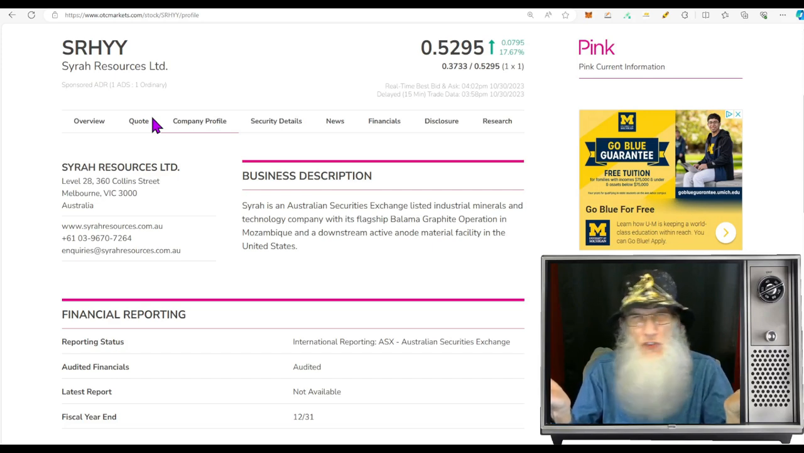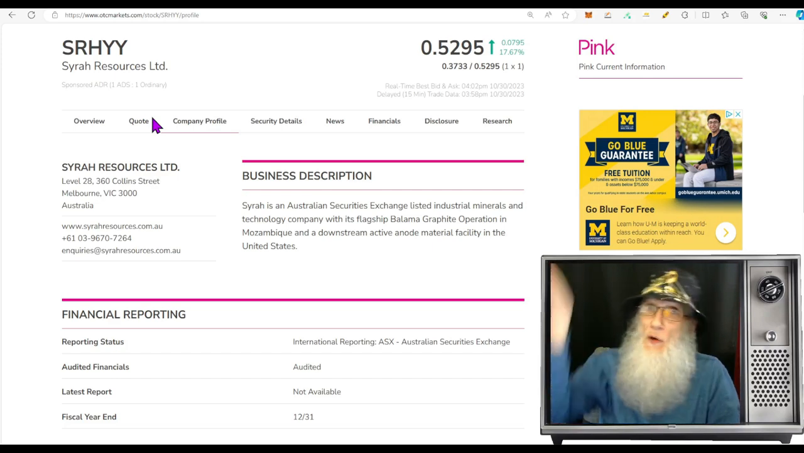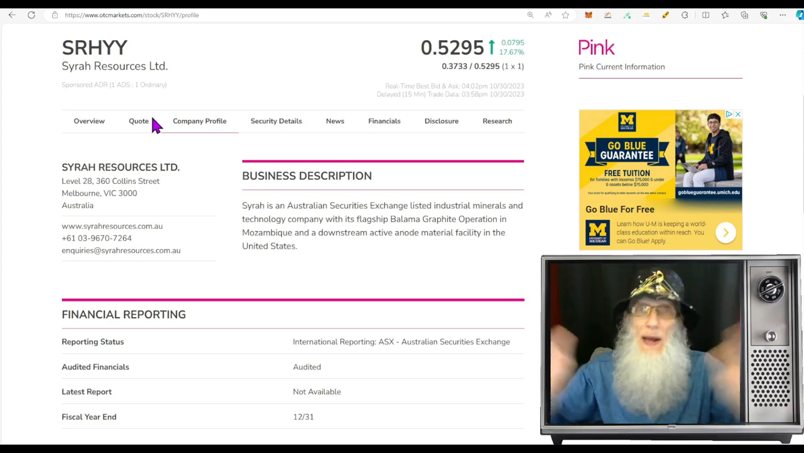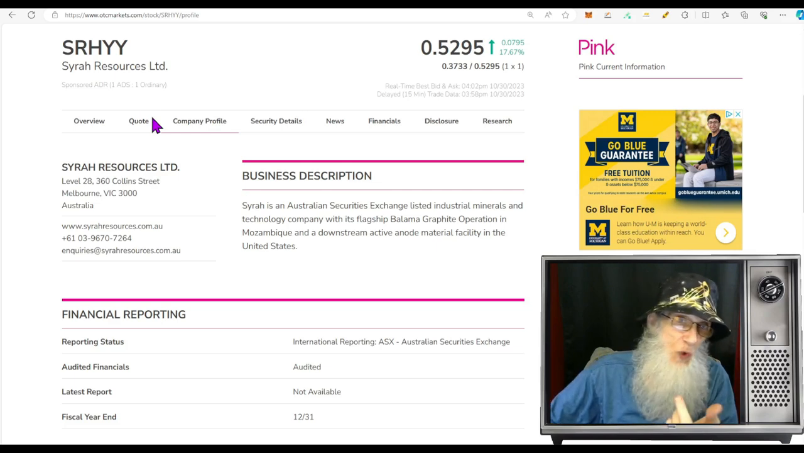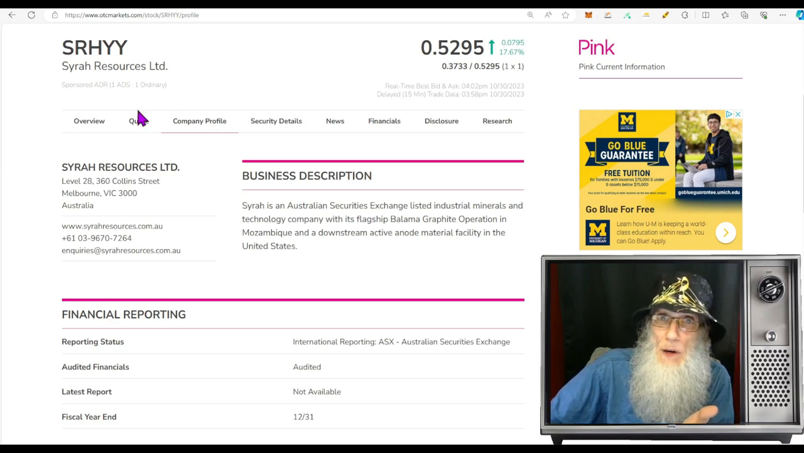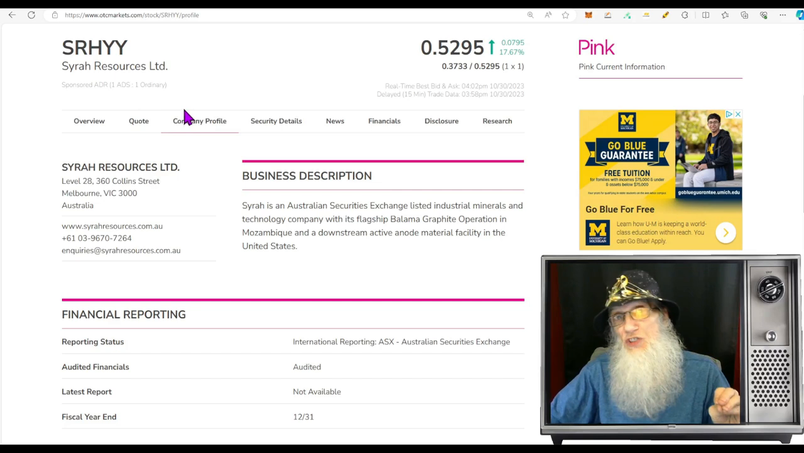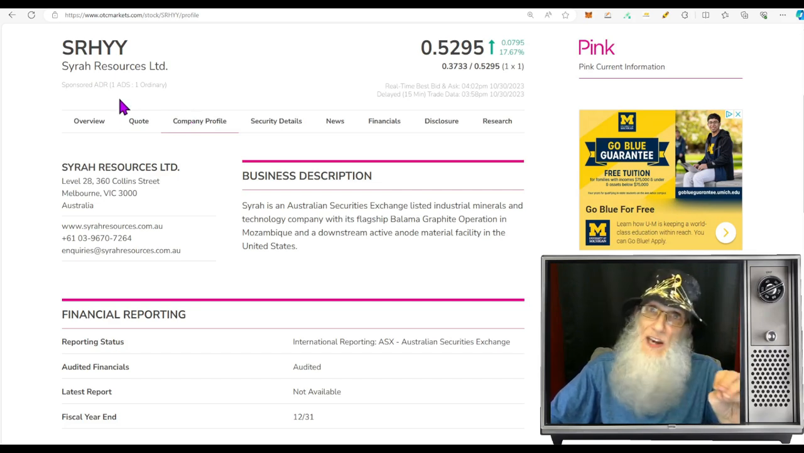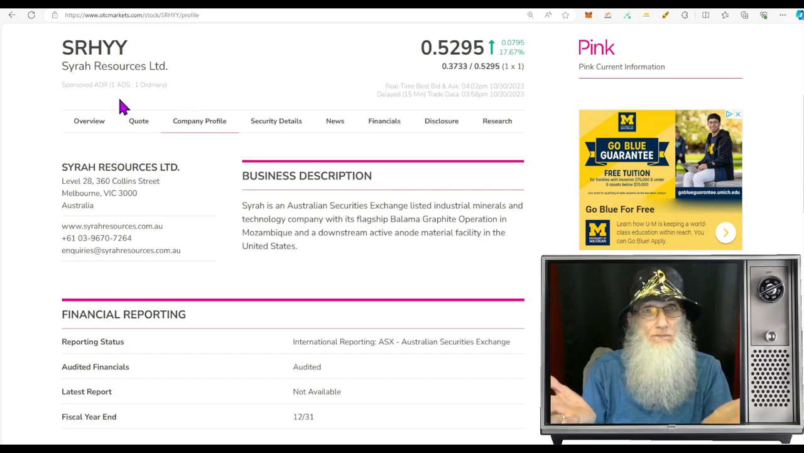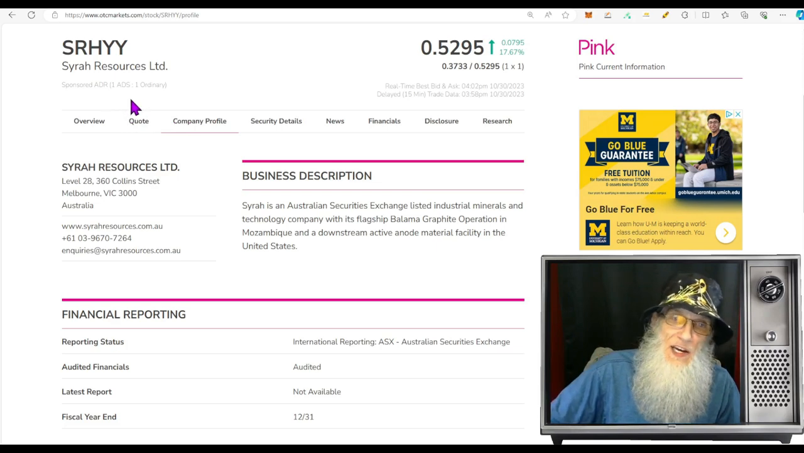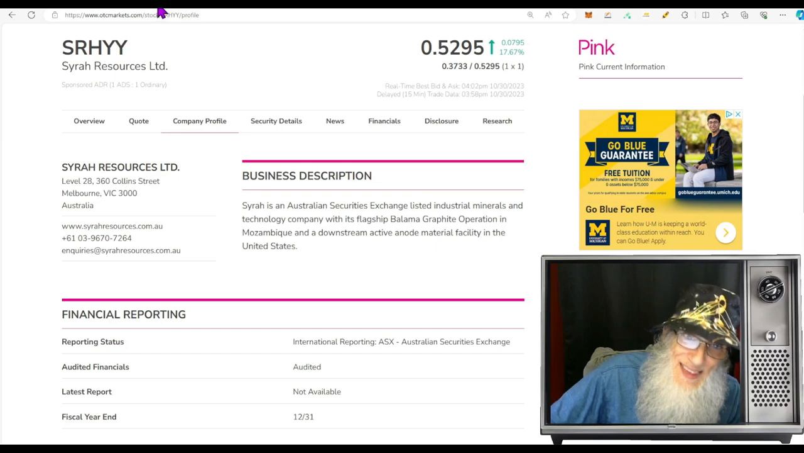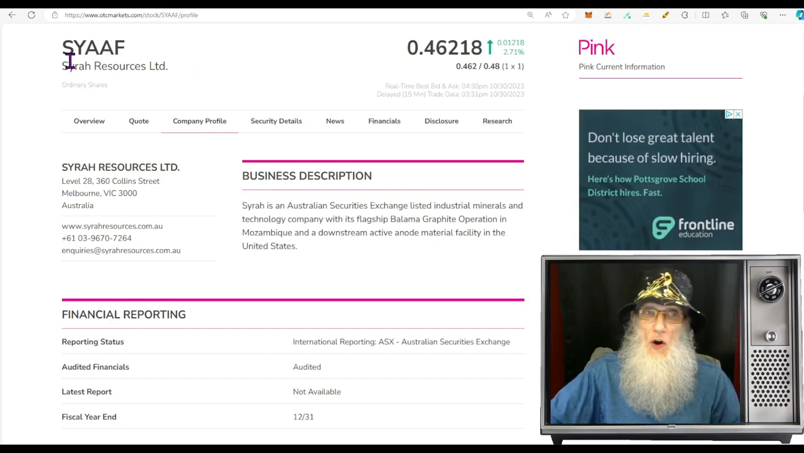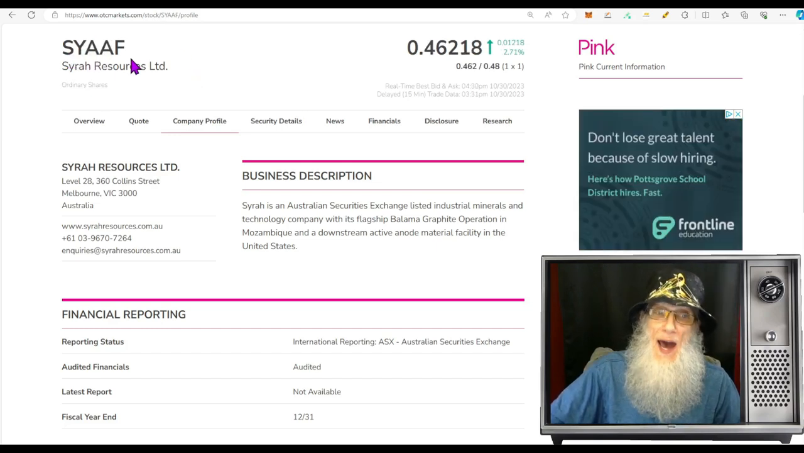Now, there's no hard and fast rule that says one can't go higher than the other. Sure, they run independently, but normally they're equal and equivalent. Now, this ratio could be 1-to-5. So if the ordinary shares were 10 cents a piece, this ADR would be 50 cents. So we're looking at an ADR that's on a 1-to-1 ratio with its ordinary stock. This is its ordinary stock right here, SYAAF. See here, ordinary shares.